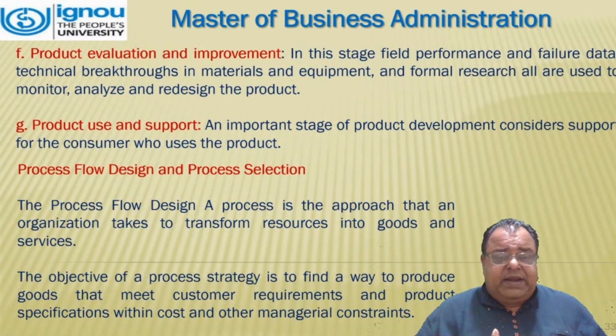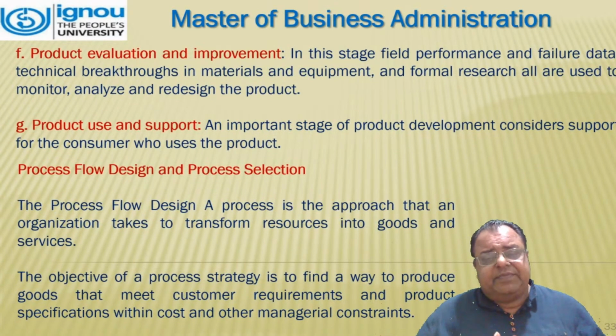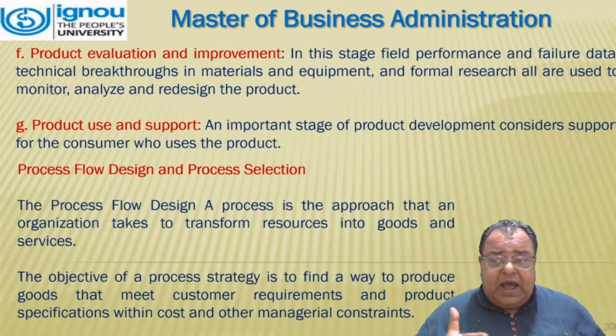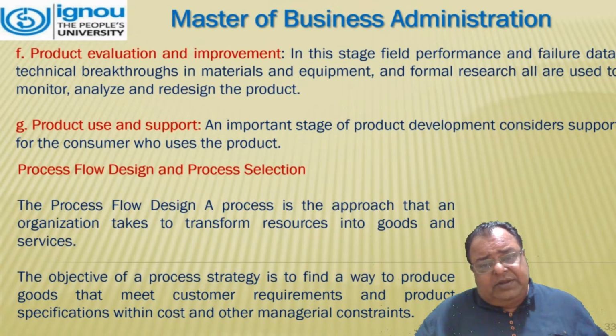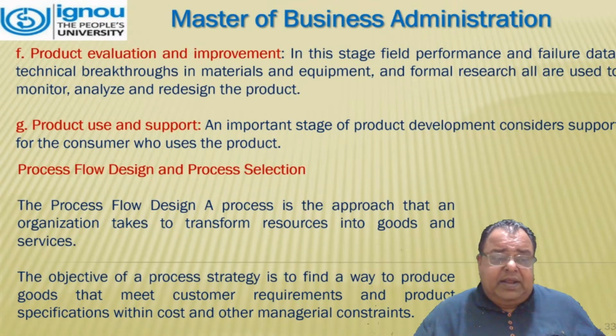Product evaluation and improvement. In this stage, field performance and failure data, technical breakthroughs in materials and equipment, and formal research are all used to monitor, analyze, and redesign the product. Product use and support. An important stage of product development considers support of the consumer who uses the product. Then comes your process flow design and process selection.